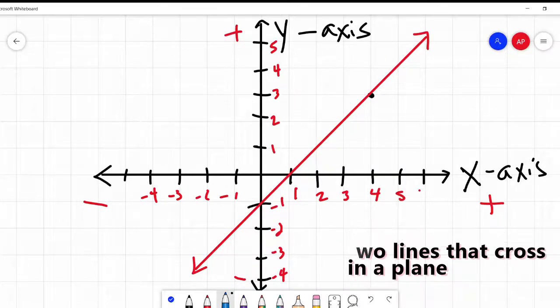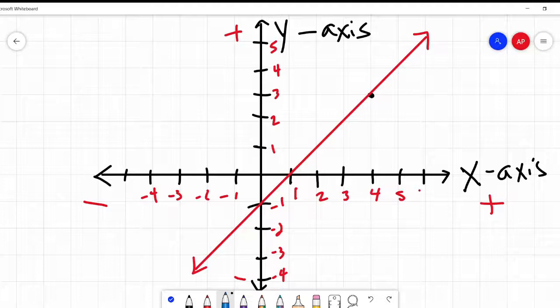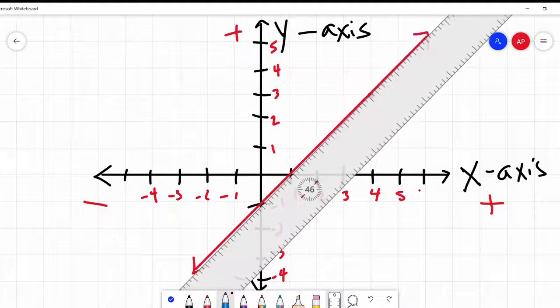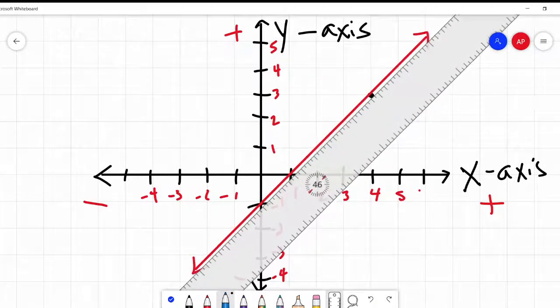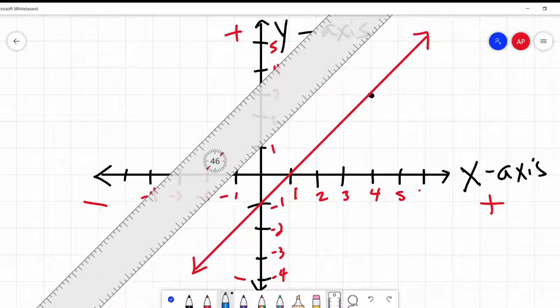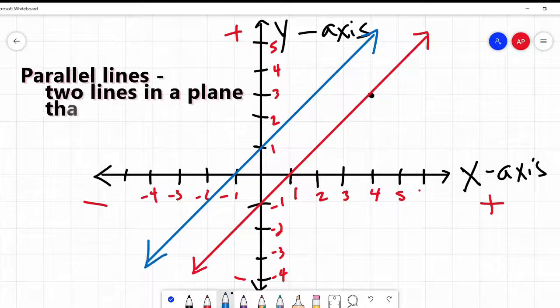And almost all lines on a plane will intersect each other eventually. Almost all. There's one exception where they will never intersect each other. Let's see if I get this just right. Okay, I think I got it. All right, there we go. This is when they look like this. These are called parallel lines. They go forever. They will never, ever cross. They will not intersect each other.